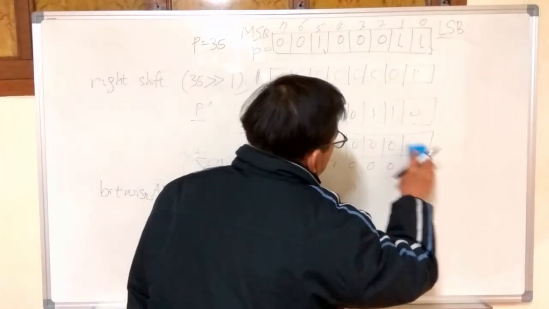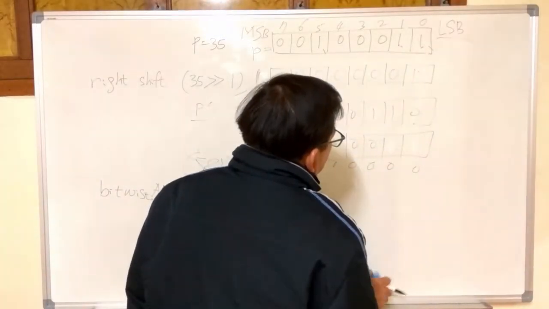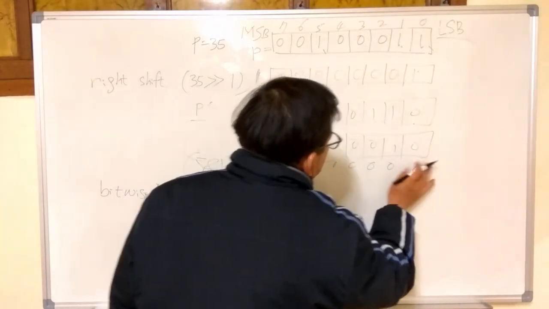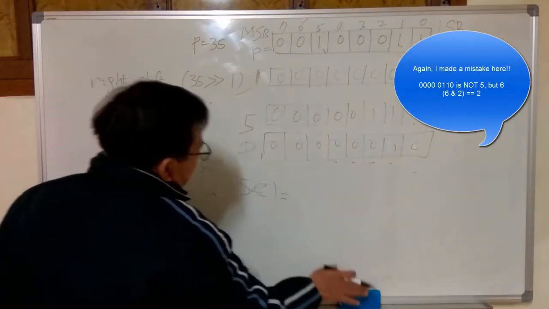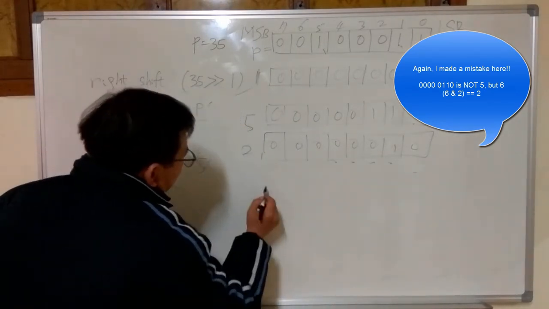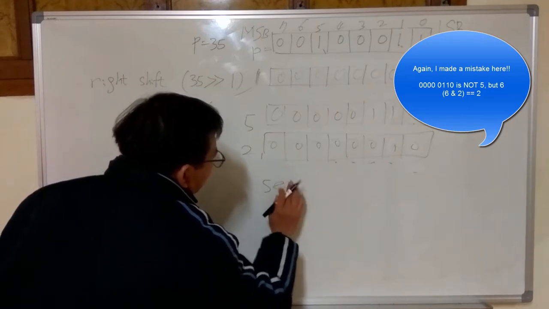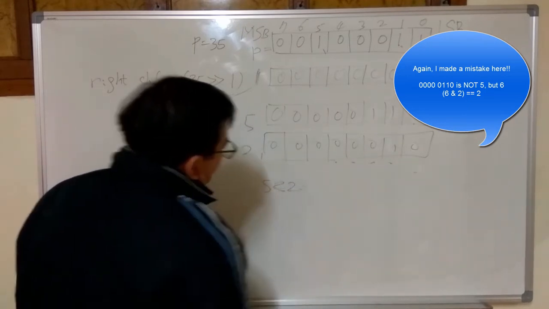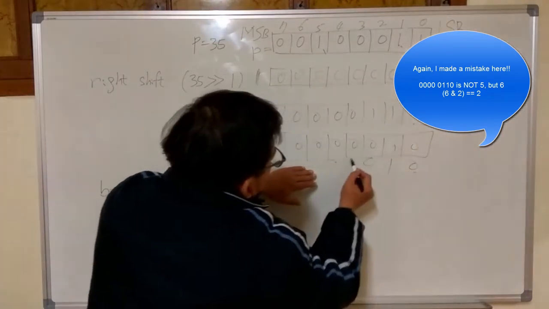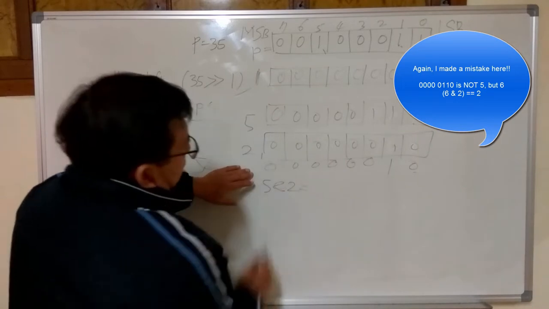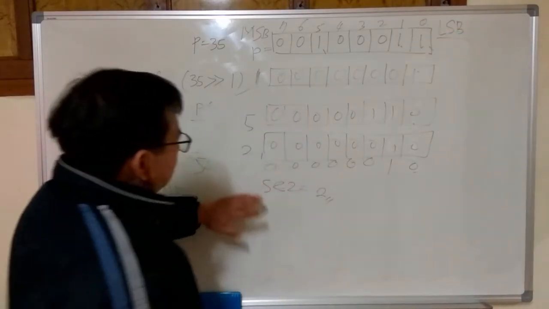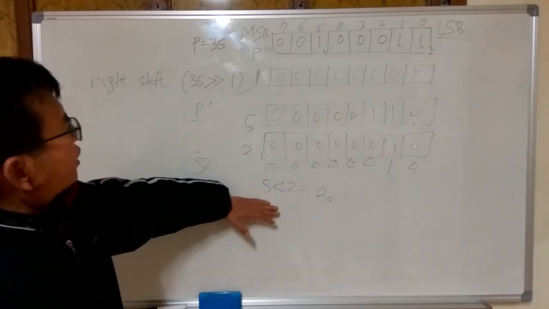Otherwise, for example, this is decimal number 2. If 5 and 2 gives, this is 0, 1, 0, 0, 0, 0, 0, 0, right? This gives number 2. You have to understand this binary operation.